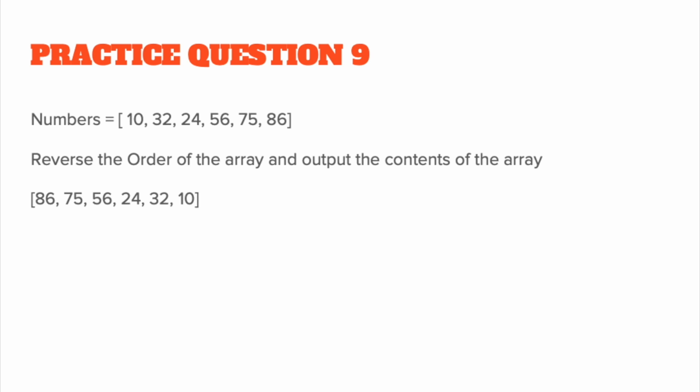In practice question 9, we are going to have an array with a set of numbers. What I want you to do is to reverse the order of the array and output the contents of the array. So you should have something like 86, 75, 56, 24, 32, and 10 output at the end of it. Pause the video, have a go, and then check your solution.